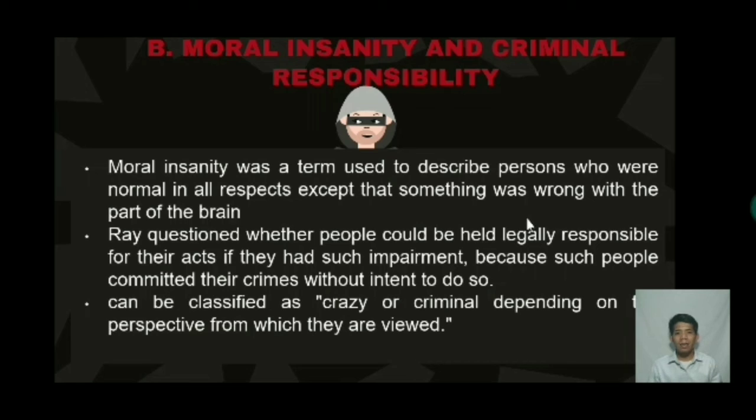So, moral insanity and criminal responsibility, this theory argued that if a person lost their sanity morally, they are still responsible for the crimes that they committed. That is why sometimes they are labeled as crazy, for they are not in the right pace of thinking. So that's the moral insanity and criminal responsibility.